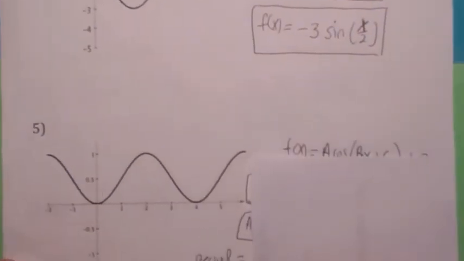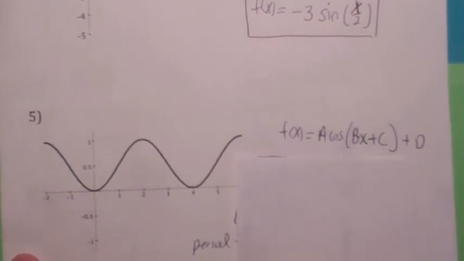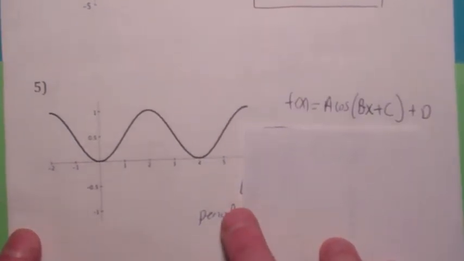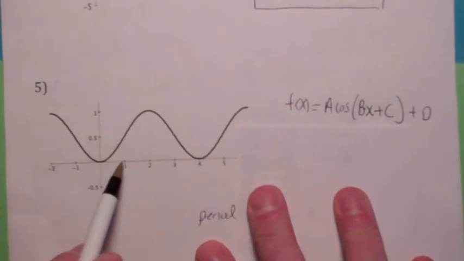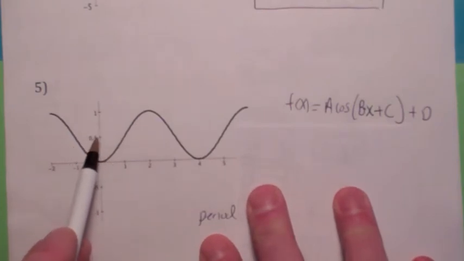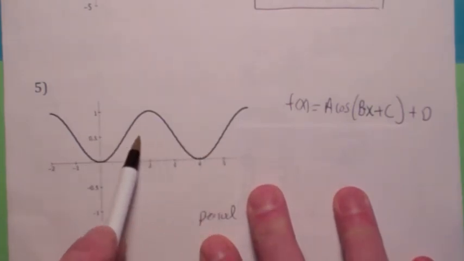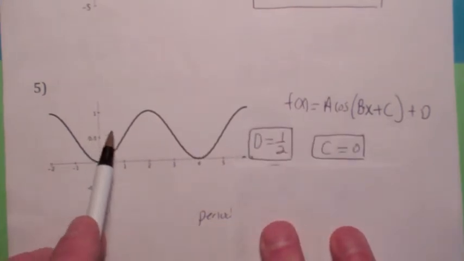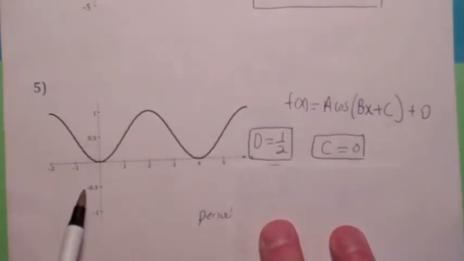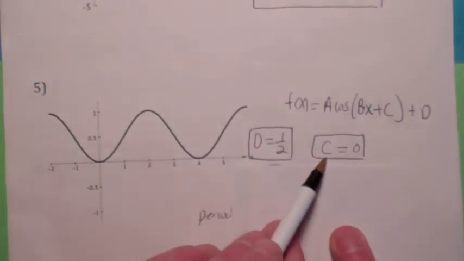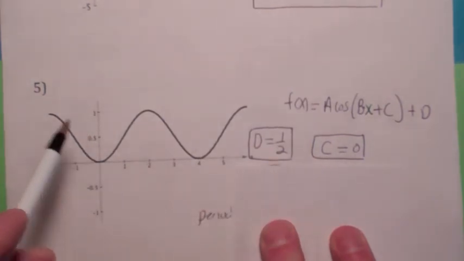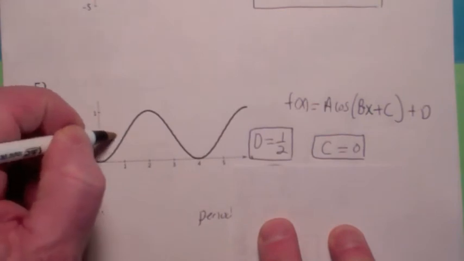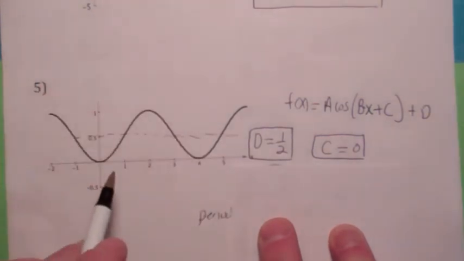How about this one? This one looks interesting. Would you use a sine or a cosine on this one? I'd probably use a cosine. Furthermore, there does appear to be a vertical shift here of 1/2. Do you see that? 1/2. So it looks like D is 1/2. If you use a cosine, then there's no horizontal shift. C is 0, but you're going to have like a little dotted line here. Okay, so D is 1/2.